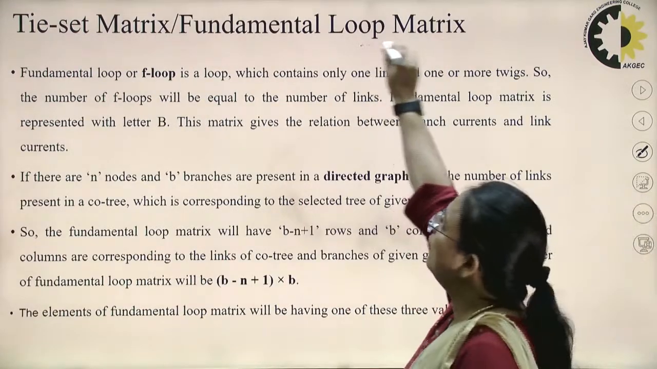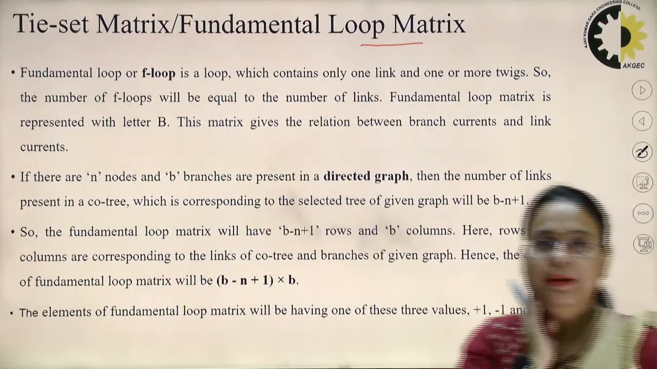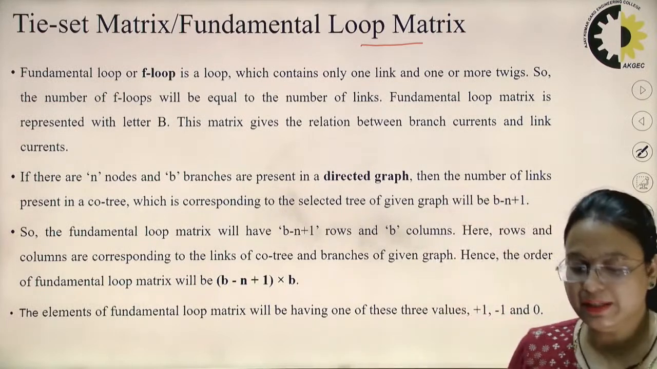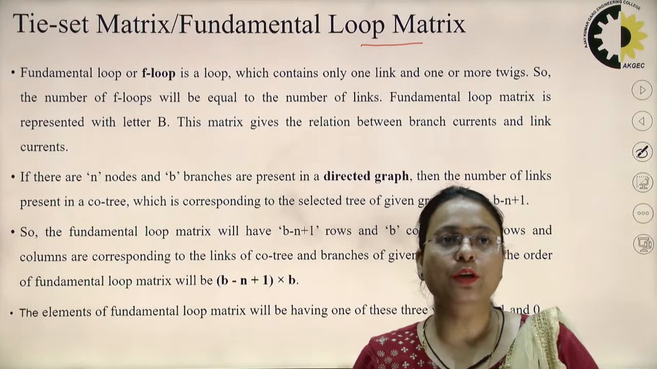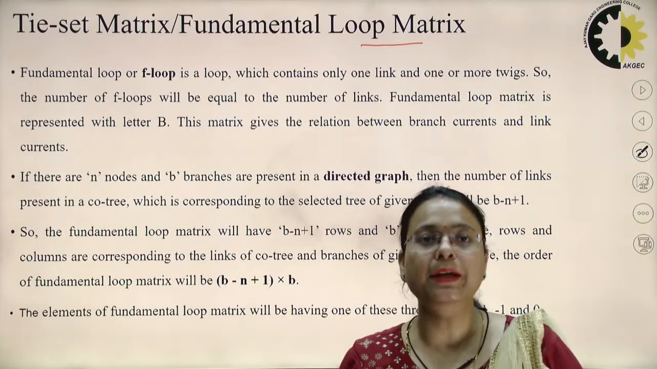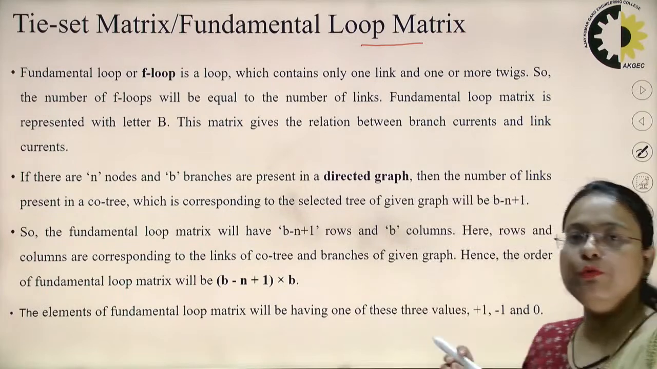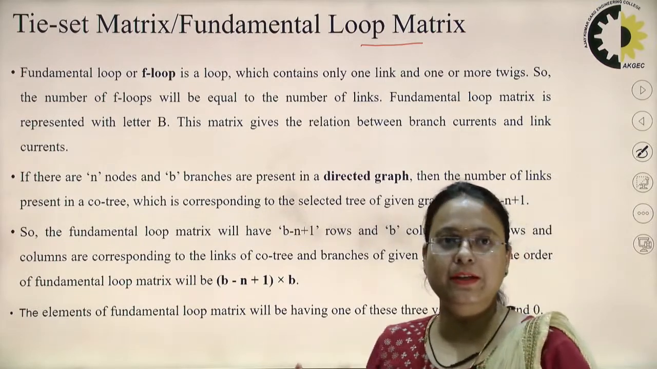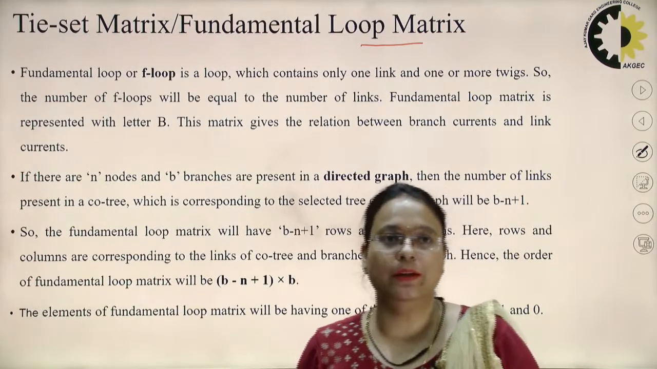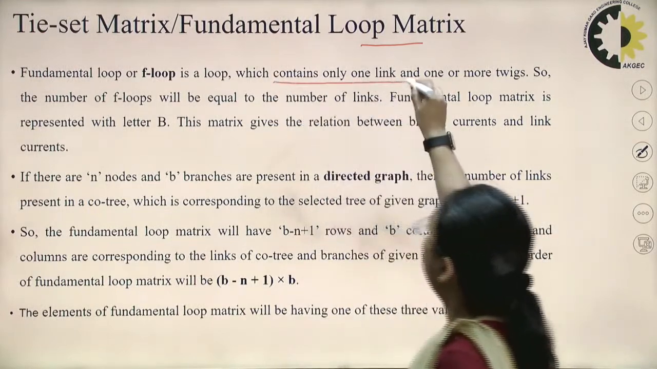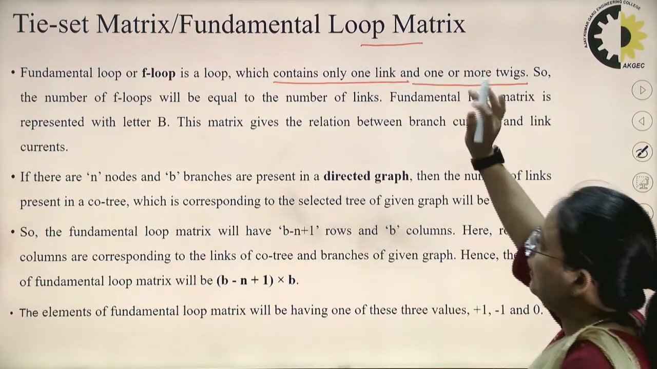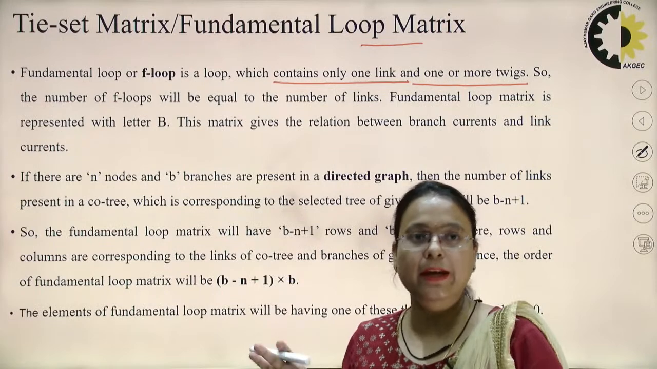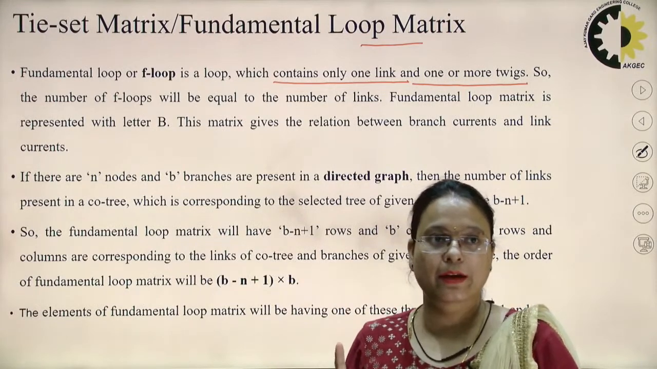Now let's start with the cutset matrix. What is a cutset matrix? It is also called as the fundamental loop matrix, right, and basically this cutset matrix is used to find out the current in any branch, right. So in case of loop matrix, or you can say cutset matrix, only one link will be considered at a time, and there could be any number of twigs. See, it contains only one link and one or more twigs, right. Any number of twigs can be there in any particular cutset, but there will be only one link, right.